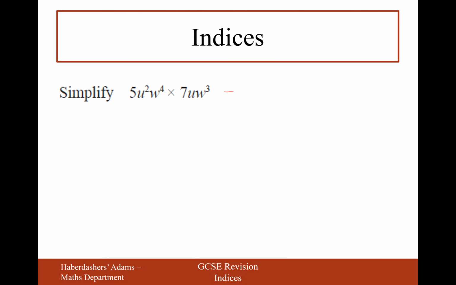In this question here, it's 5 times 7 is 35, times the normal numbers as normal. And then you add your indices, so it's going to be u squared times u to the 1, that's going to be u to the 3. And then it's going to be w to the 4 times w to the 3, you add your indices, so it's w to the 7. Moving on to the next one, pause the video and have a go at this one.